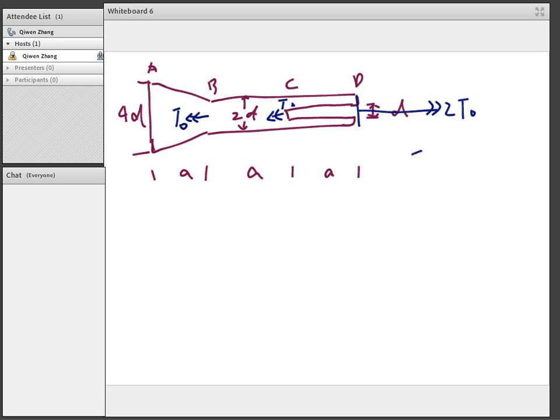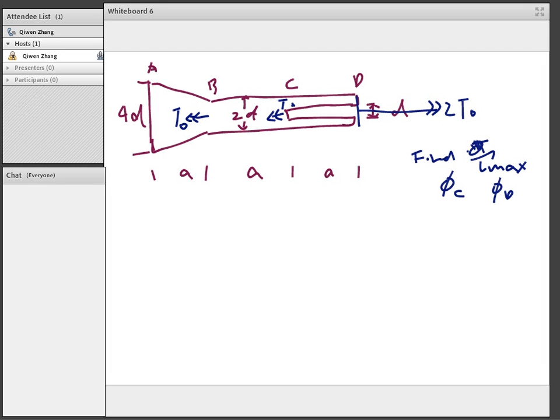So find tau max, and phi C and phi D. That's our problem. So let's work on the first one first. To find the maximum shear stress, we need to look at these three different segments. The first thing we need to do is to draw a free body diagram.